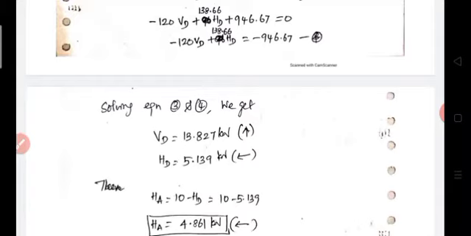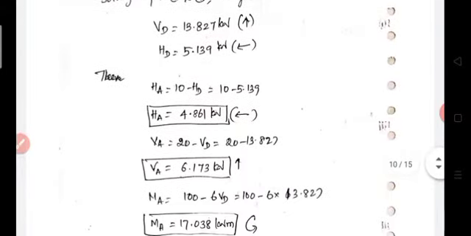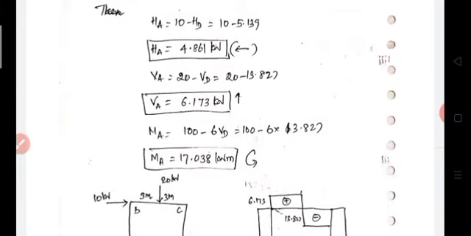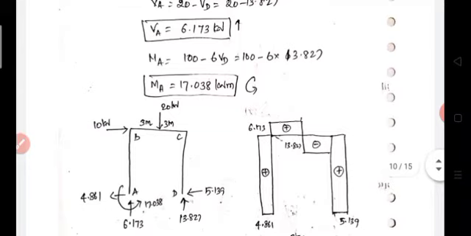Sometimes these values may be negative, which means our assumed direction is wrong. That's it. From that, determine the other support reactions. Ha is equal to 10 minus Hd, Va is equal to 20 minus Vd, Me is equal to 100 minus 6 Vd. After substituting these, we know all the support reactions. Now draw the shear force and bending moment diagram for the frame.